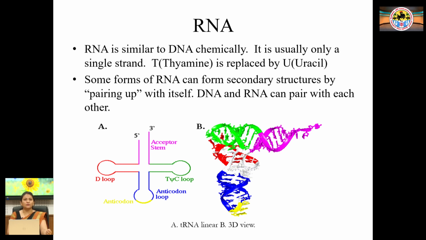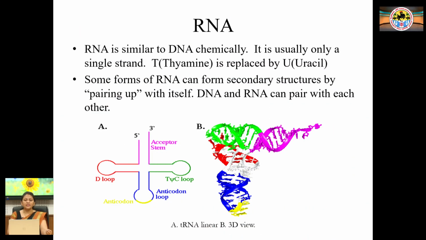Next biomolecules are RNA. RNA is chemically similar to the DNA, but it usually has only a single strand, and thymine is replaced by uracil. Some forms of RNA can form secondary structure by pairing up with itself. DNA and RNA can pair with each other.